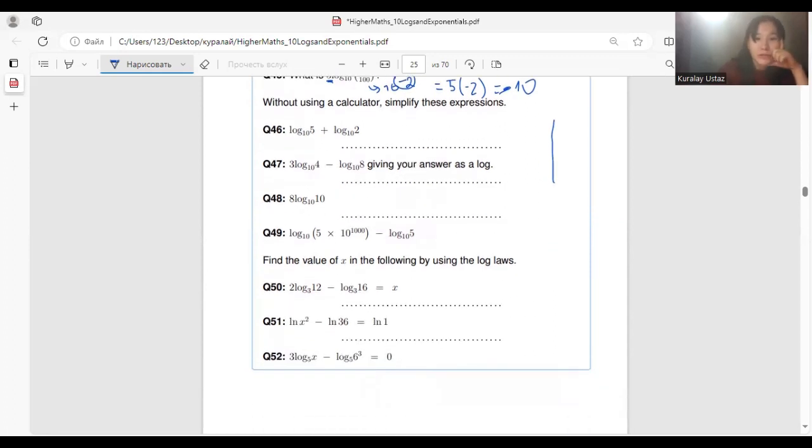Next question. Without using a calculator, simplify these questions. I think you can do it. You can do them by yourself now.